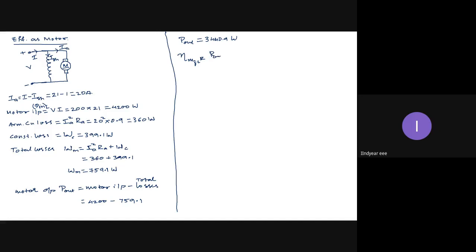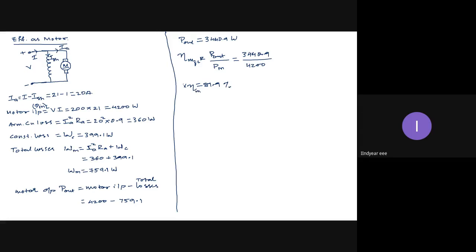Therefore, efficiency of motor at full load, we can calculate only at full load, is equal to P out by P in, which is 3440.9 divided by 4200. Therefore, percentage efficiency is 81.9%. So this is the efficiency of the machine as motor.